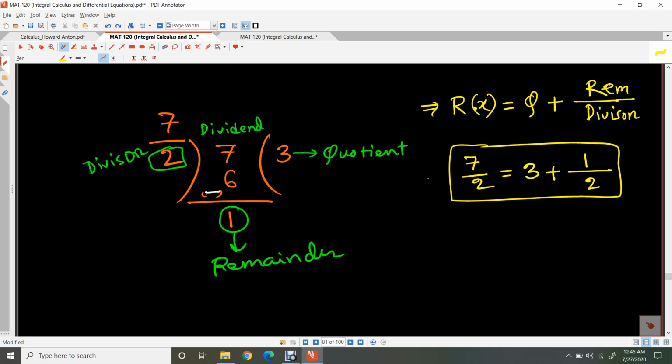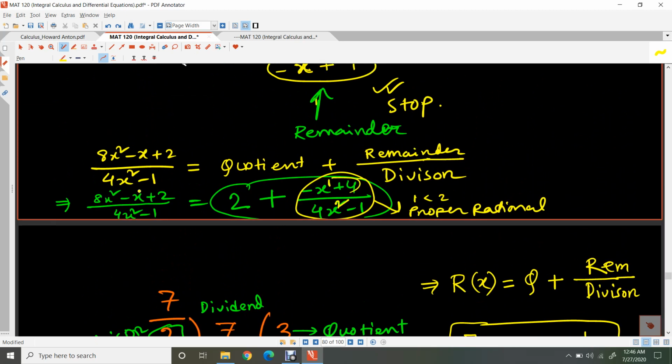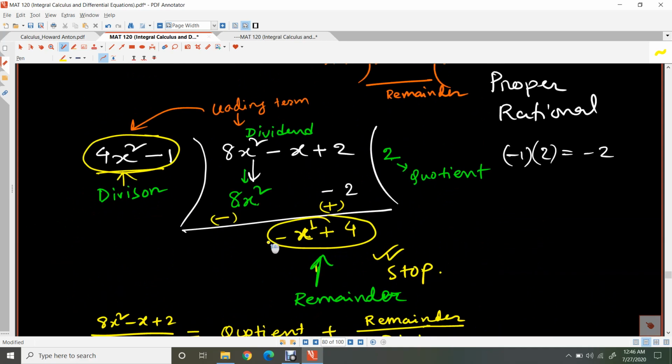So the formula is: rational function is equal to quotient plus remainder over divisor. That means after long division we are getting this part. If we combine this one, we will get again 7 by 2. The same technique is applied for this improper rational function. If we combine this one again, we will get this part back. So I hope you have understood the division technique.